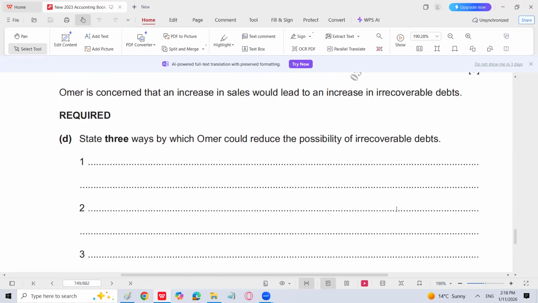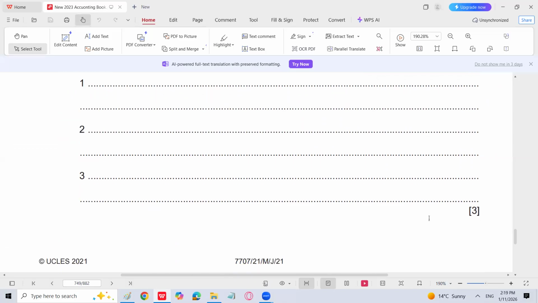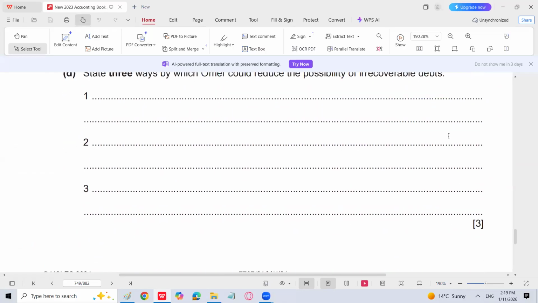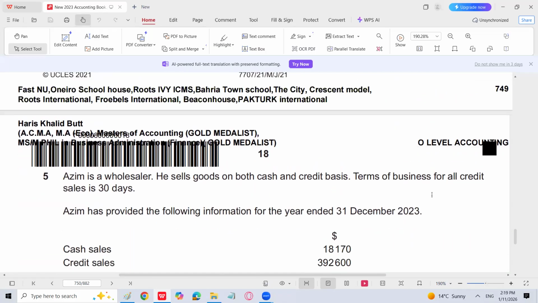Secondly, he might charge interest on overdue accounts. Those customers who are not paying, we can charge interest on their overdue accounts so that they should make us the payment. And the third thing, that we should stop selling to the customers who are giving us bad debts. We should stop selling goods to them, or we should start trying to improve our admin department in order to decrease our bad debts, right?